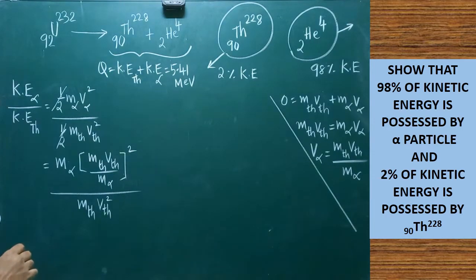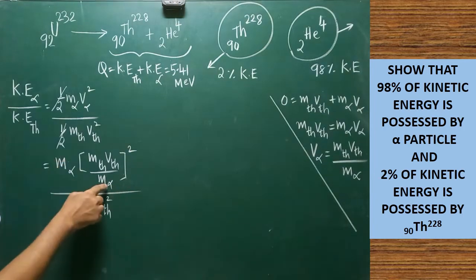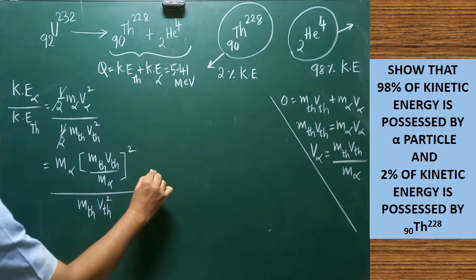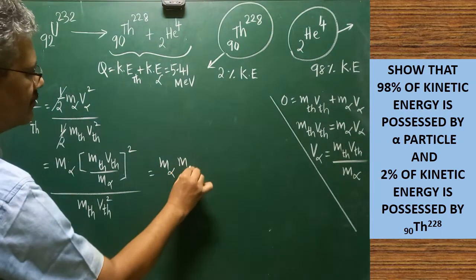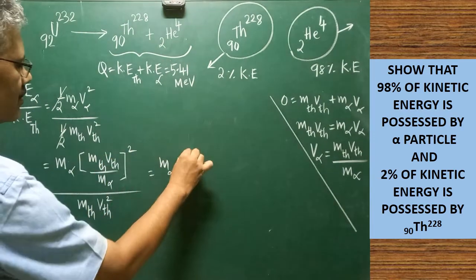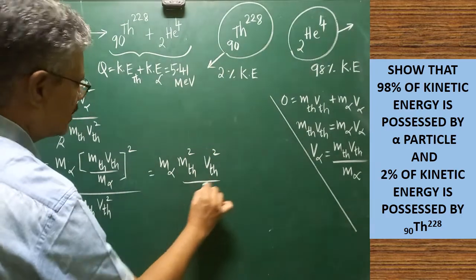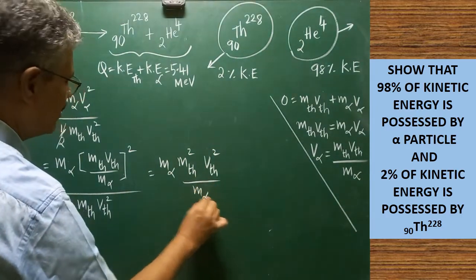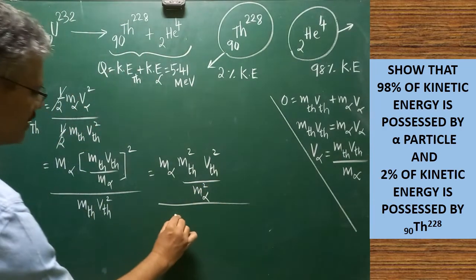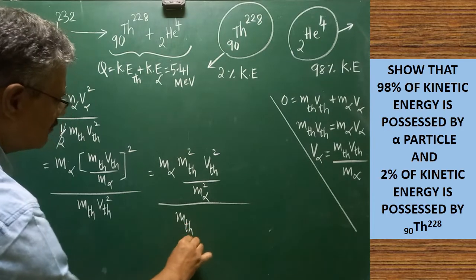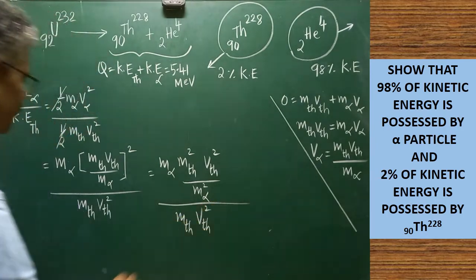So what is the next step? This one could be expanded further. Are you clear? This m alpha here must be squared. So m alpha, mass of thorium square, velocity of thorium square divided by mass of alpha square, whole divided by, this part must be written, this is the remaining thing, mass of thorium, velocity of thorium square can be written.